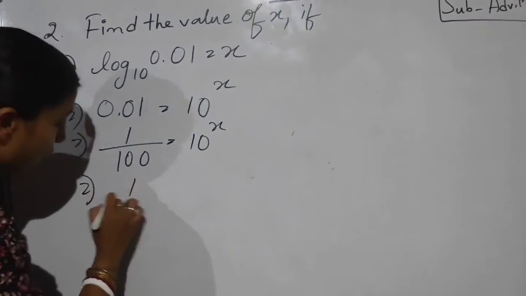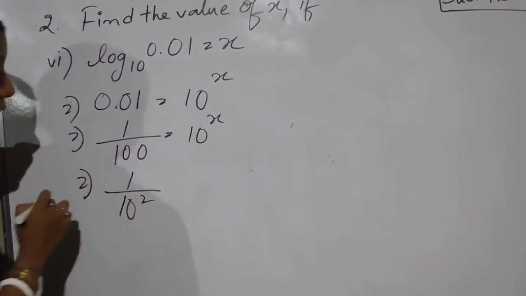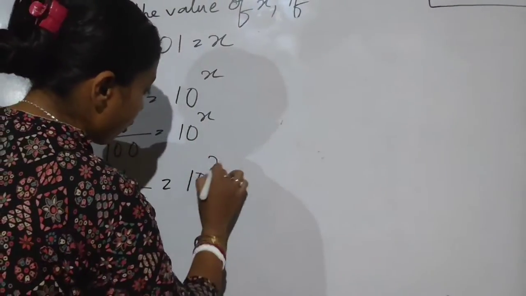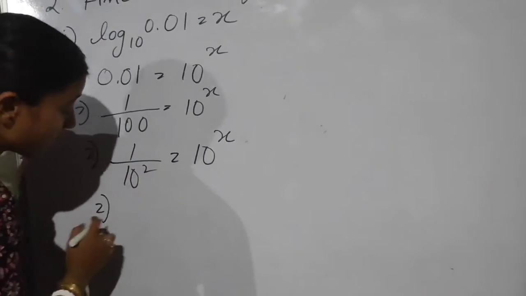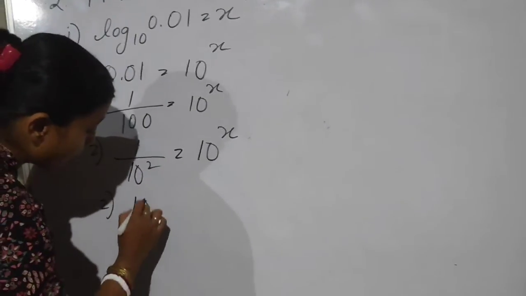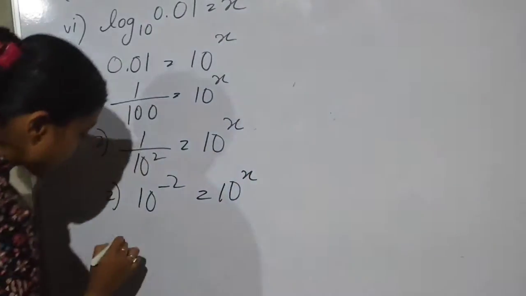So this one again what can we write? 100 is 10 square, right? 100 is 10 square. 10 into 10 is 100. So this one let it remain same. And this one what can we write? 1 by 10 square. 1 divided by 10 square is 10 to the power minus 2 we can write, equal to 10 to the power x.